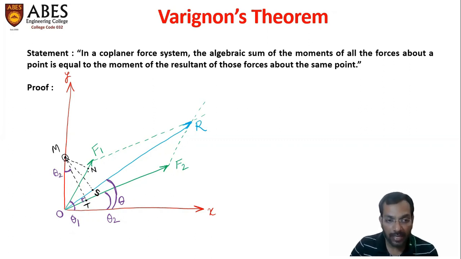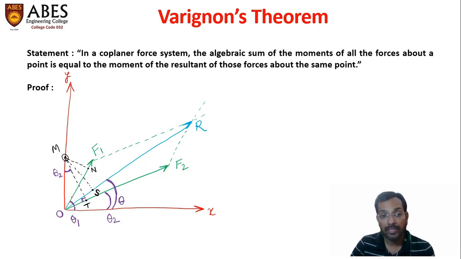Similarly, please consider this angle. The angle made by the first force F1 with the horizontal is θ1, already marked here. Therefore, what will be the angle made by the force F1 with the vertical axis, that is, from the y-axis? The angle will be 90 minus θ1. So clearly the angle between the y-axis and F1 is 90 minus θ1.